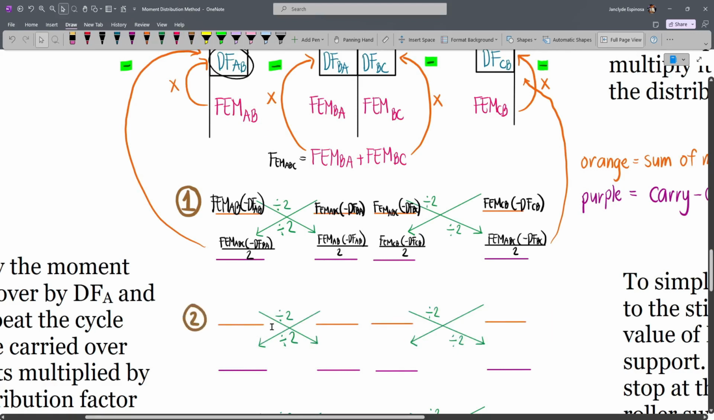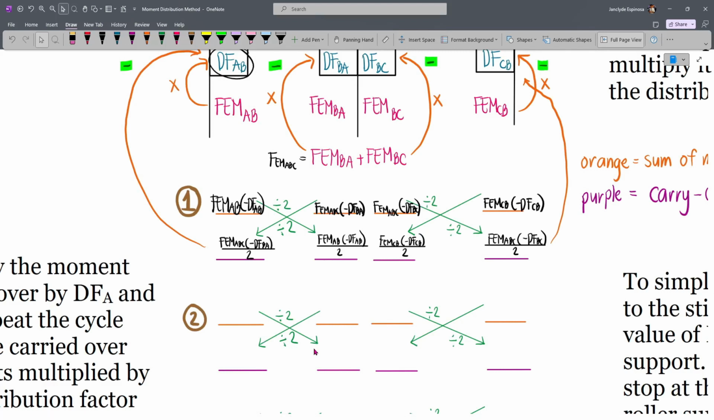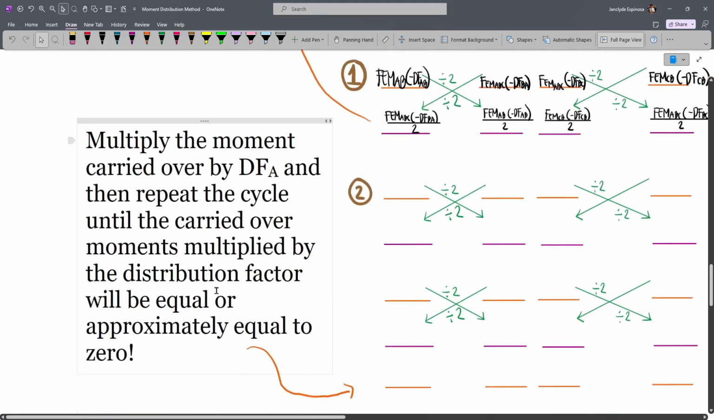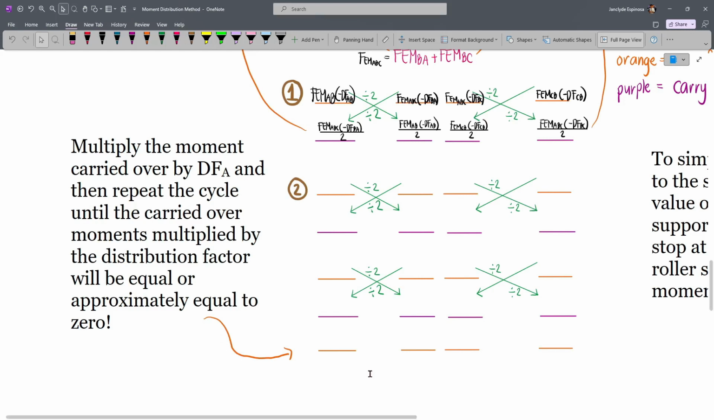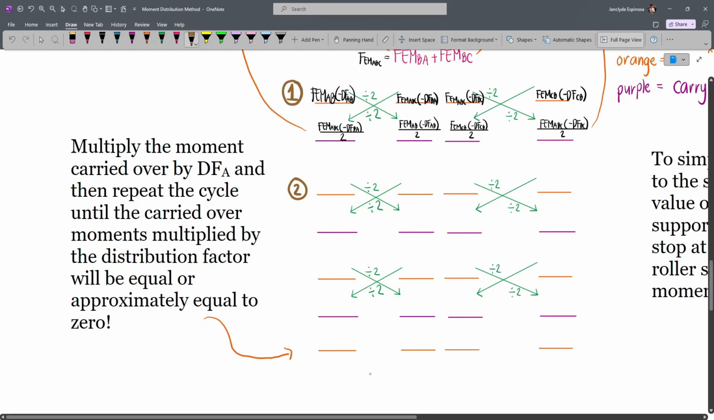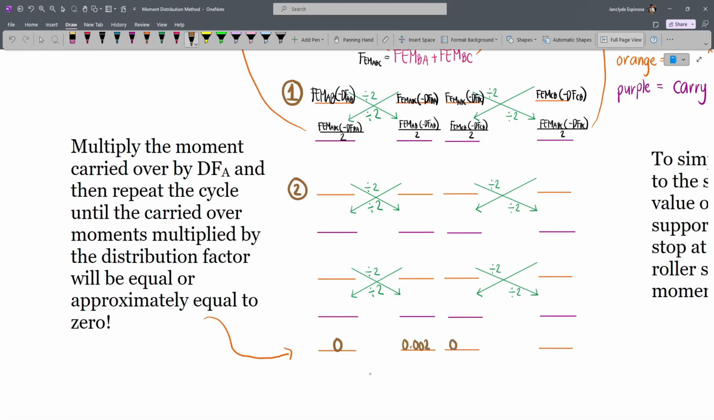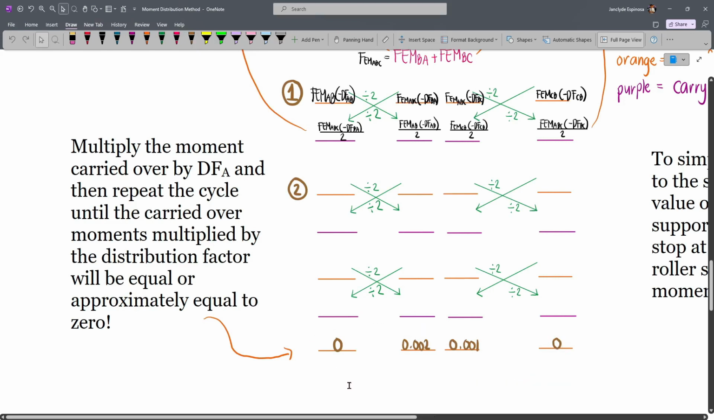And then next, you will carry over the moments, and then you will repeat the process until yung unbalanced moment will be virtually 0. And so here, again, we'll multiply the moment carried over by DFA and then repeat the cycle until the carried over moments multiplied by the distribution factor will be equal or approximately equal to 0. So let's say, dito sa unbalanced moments mo, you have a value of 0 and then dito 0.002 and then dito 0.001 and then here meron kang 0. These are virtually equal to 0. And so that means that you can stop the cycle.